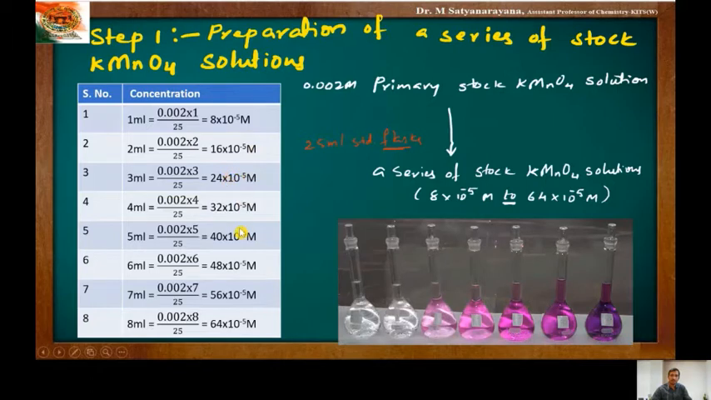Similarly, 24, 32, 40 into 10 to the power of minus 5, 48 into 10 to the power of minus 5, like that up to 64 into 10 to the power of minus 5. Like that, we will take 8 concentrations of KMnO4. All are different concentrations.